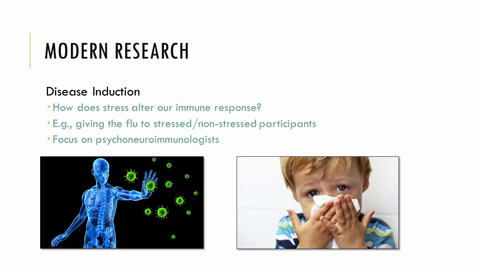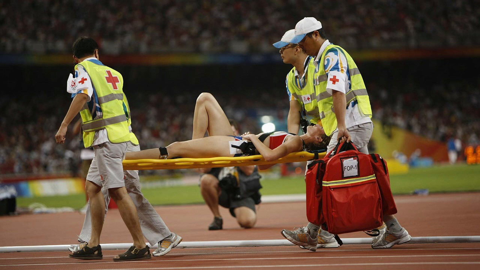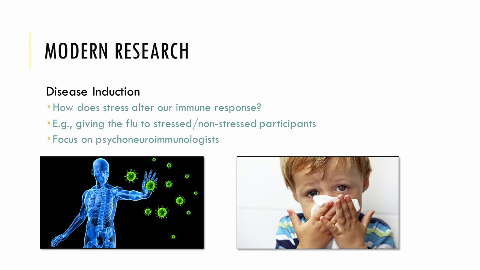This kind of research is a major focus of psychoneuroimmunology. This is just a fancy term for research that examines how psychological functioning interacts with neural processes and hormonal release via the endocrine system to influence immune system and health. Remember those athletes who recuperated slower and vaccines not working for stressed individuals? Those were the work of psychoneuroimmunologists.